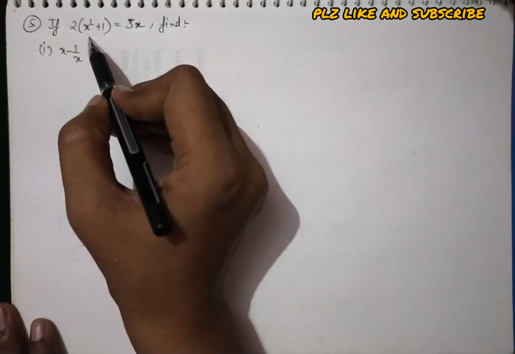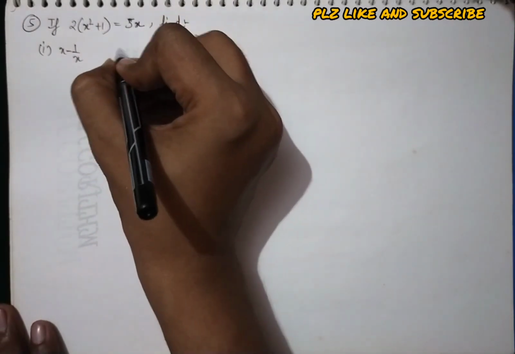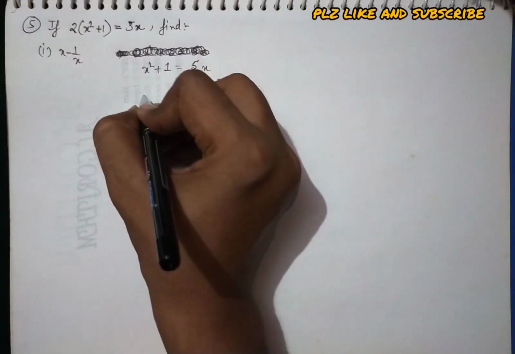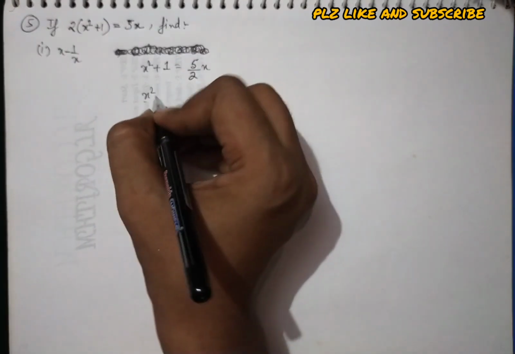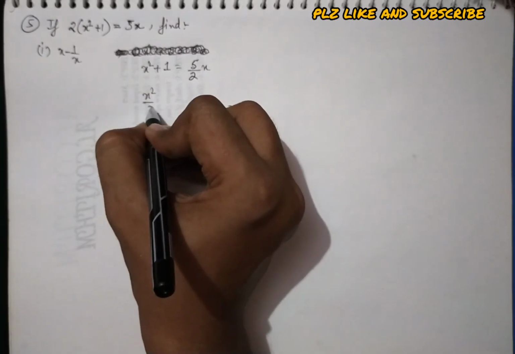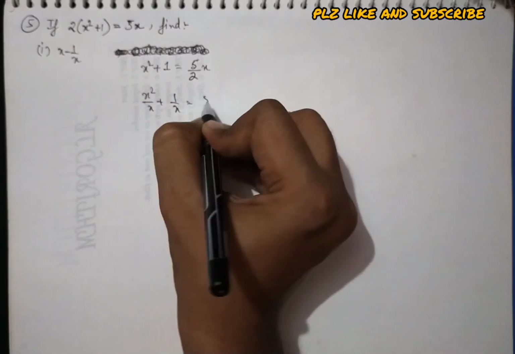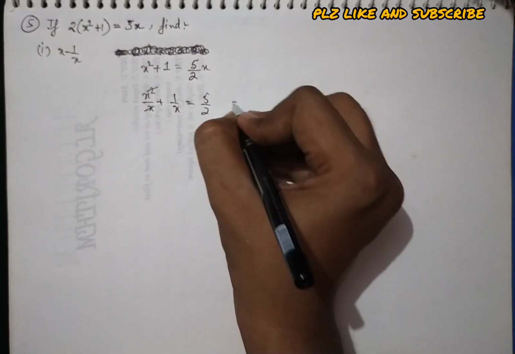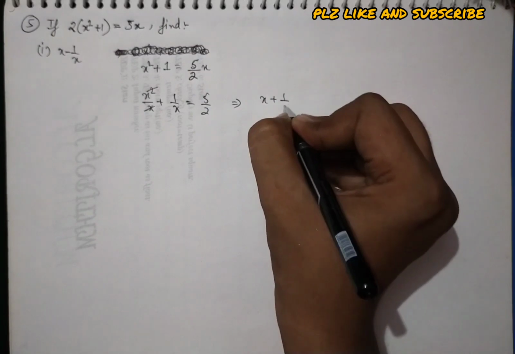In this one we have been given one expression and we have to find the value of x minus 1 upon x. We are going to start with this expression only. Now here we are starting with this expression. We have just transposed 2 on the other hand, and this will become x square, and we are going to shift this x on this hand, and this will become x square upon x plus 1 upon x equals 5 by 2. Now we can cancel the x with the x square, and we will be left with x plus 1 upon x equals 5 by 2.